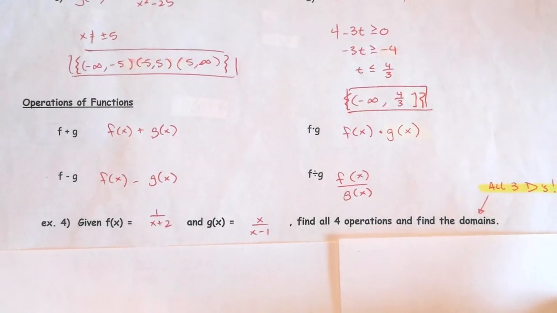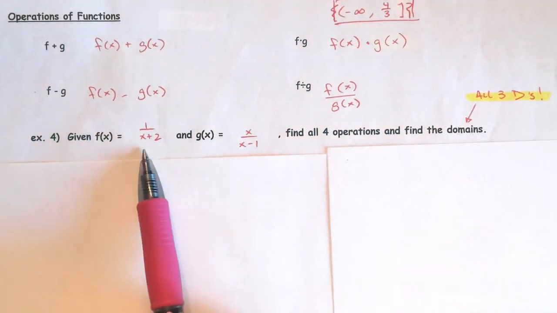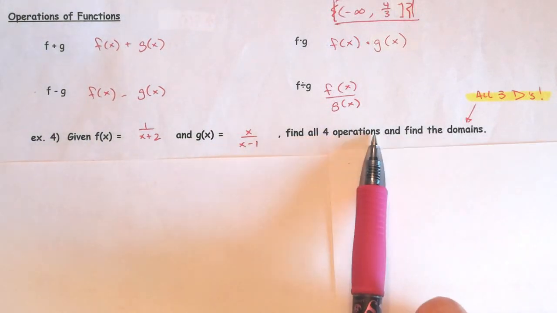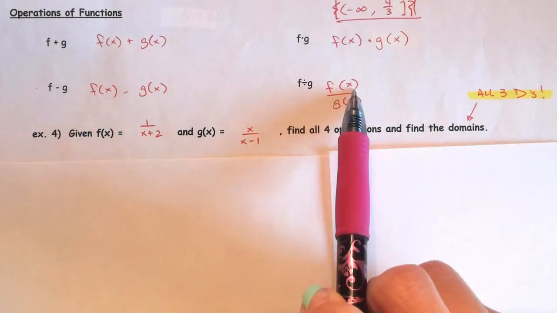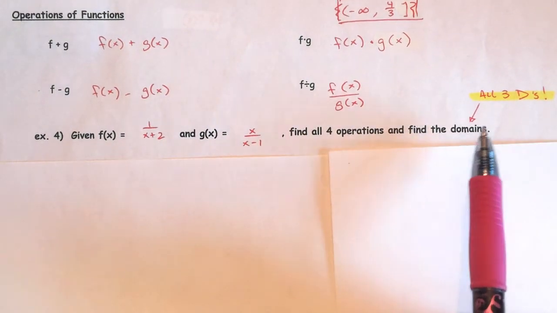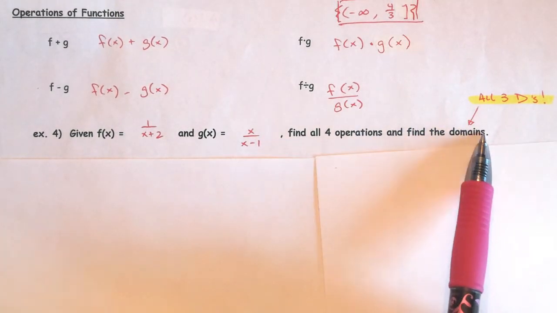Okay, so here's what you're going to do. So here's the last example. So given f of x and g of x, find all 4 operations, this one, this one, this one, this one, I think it's A, B, C, D actually, and find all the domains. Here's why I say 3 domains. You have to find 3 domains.